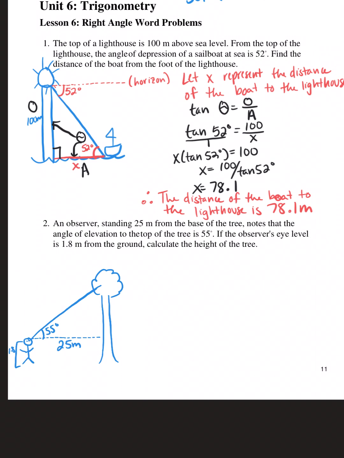They want us to calculate the height of the tree. Well, we already know some of the height of the tree, because from here to here is also going to be 1.8 meters, just like the height of the observer. So we really need to find the rest of that distance from here to here. So let x represent the rest of the height of the tree.